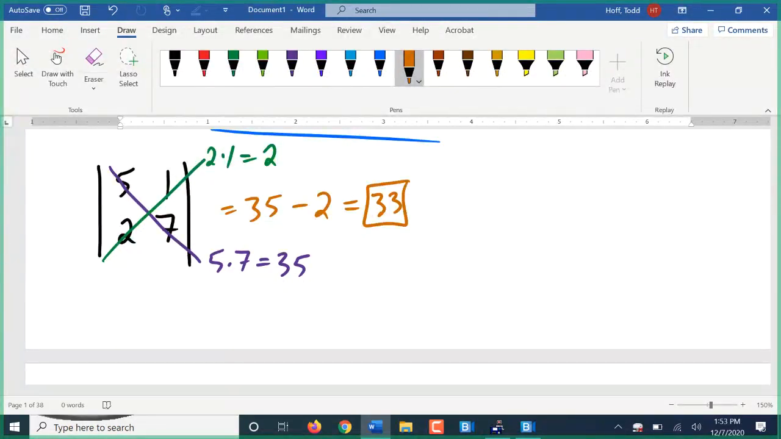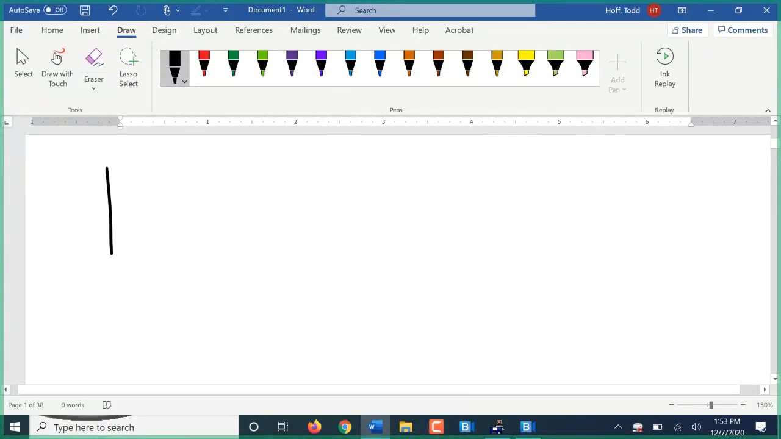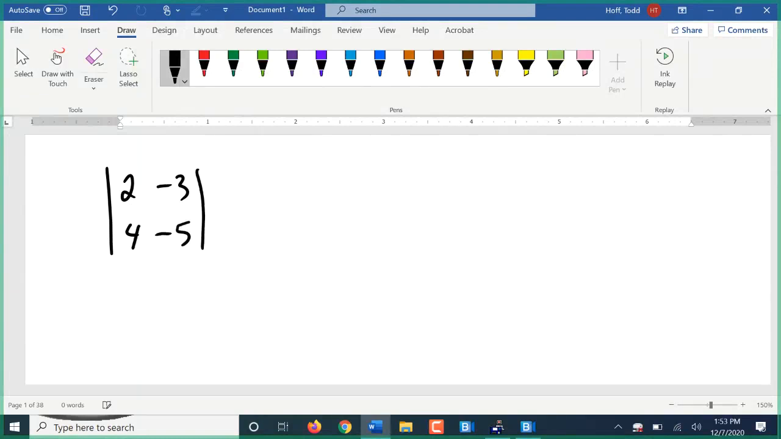Now, a determinant can be 0. A determinant can be negative. It can be any value. But it comes in a 2 by 2 matrix from combining those two products, down diagonal and up diagonal. In your notes, I'm going to have you try one quick. Try that one quick. So 2, negative 3, 4, negative 5.